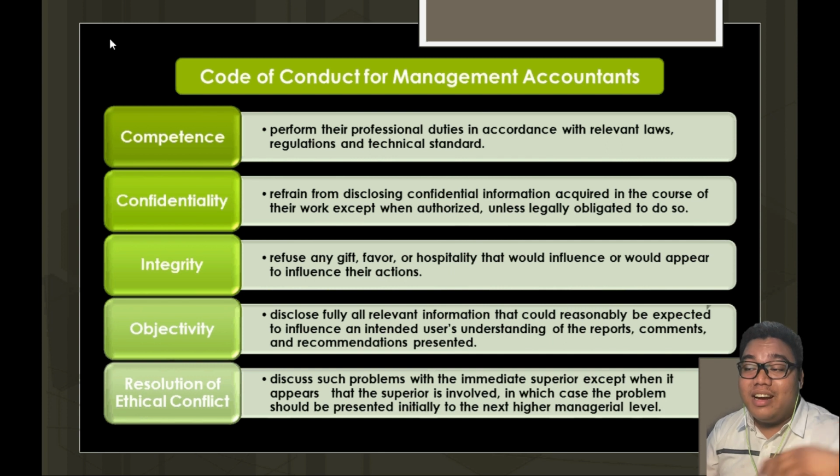And if there is no one else who can be involved in the process of determining a resolution to the conflict, then we must go to a legal advisor and seek an attorney to obtain legal advice.